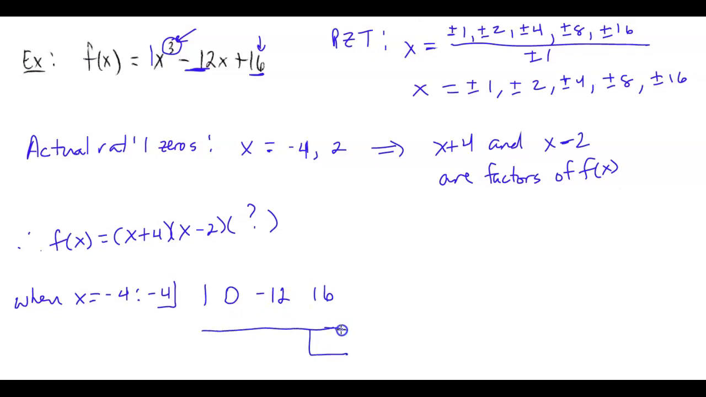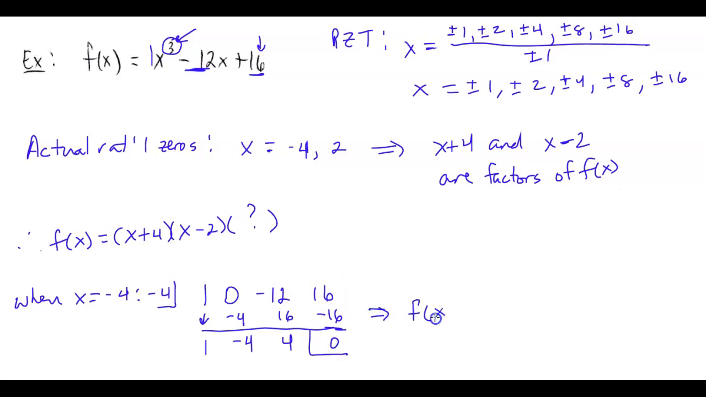Set this up, come with my remainder box, pull down this 1, and then -4 times a positive 1 is -4, add. Then repeat, -4 times a -4, positive 16, and then add the -12 plus 16 to get 4. Then -4 times a positive 4 is a -16. We add and get 0. And again, this is what we were expecting.